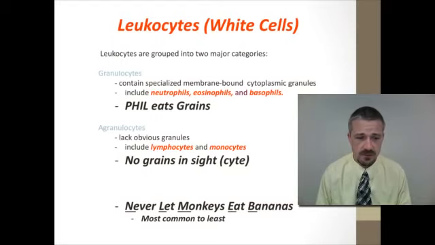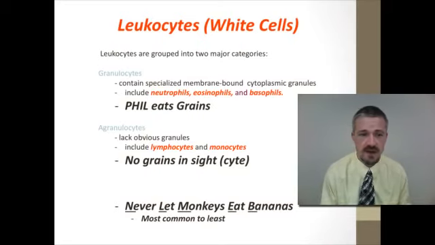And in terms of remembering which one is the most common to the least common, if you can remember the saying, never let monkeys eat bananas, that will let you know that neutrophils, lymphocytes, monocytes, eosinophils, then basophils is the correct order from most common to least common of the white blood cells.